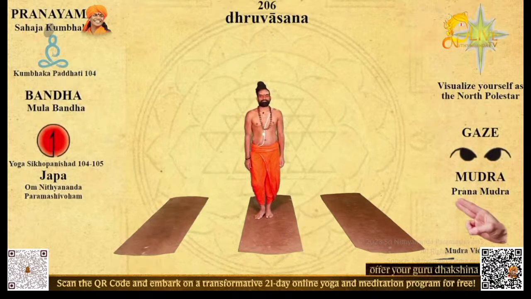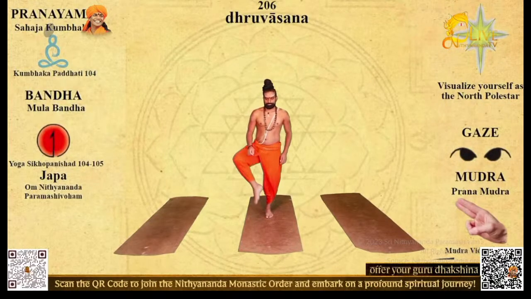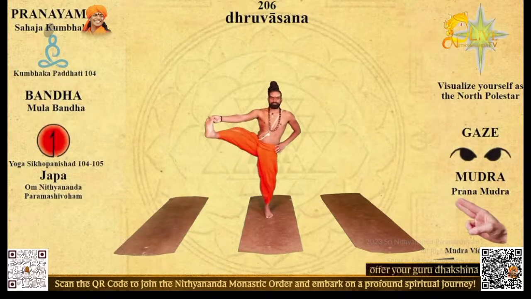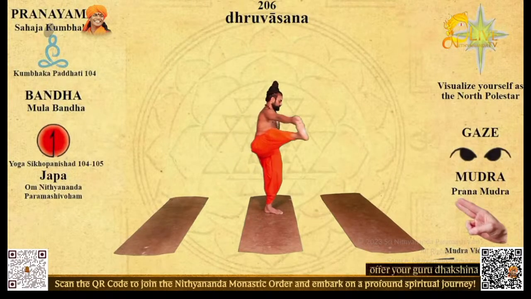Now repeat Dhruvasana, the pole star posture, as you rotate, standing on the left leg, holding onto the right big toe, visualizing yourself as the North Pole Star.